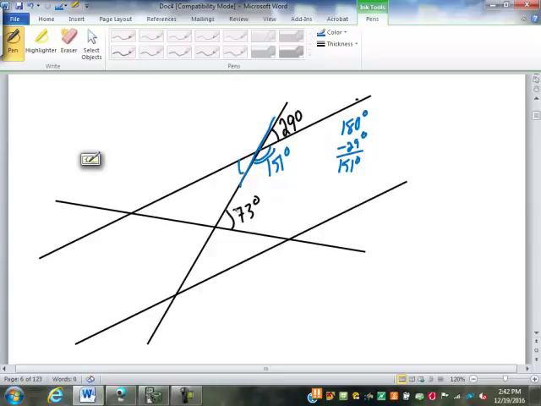What's this angle over here have to be? 29. Has to be the same as this one, because these two are now supplements. They make a straight line. What's this one? 151. Good.